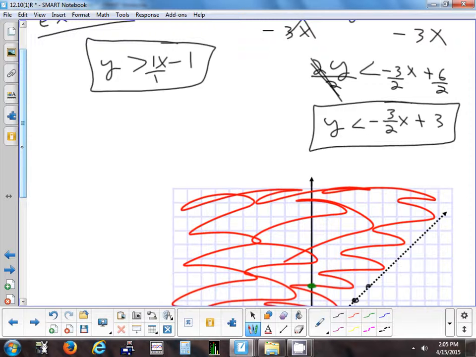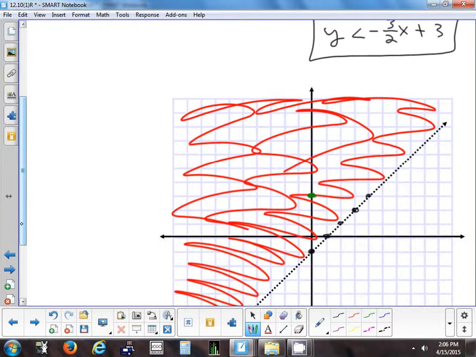Okay. Next step. I have -3/2 as my slope. Justin, what does this -3 over 2 tell me to do? Go down, top number. Down 3. And then what? Over 2 to the right. Good. Okay. Go down 3. Over 2.